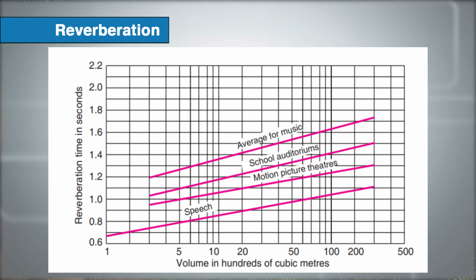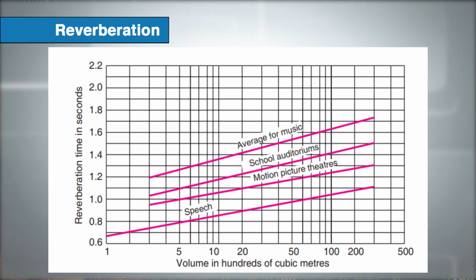For example, the line labeled speech indicates optimal reverberation time for environments where clear speech is crucial, such as lecture halls. School auditoriums and motion picture theatres have their respective lines, suggesting slightly longer reverberation times to enhance the auditory experience in these larger spaces.